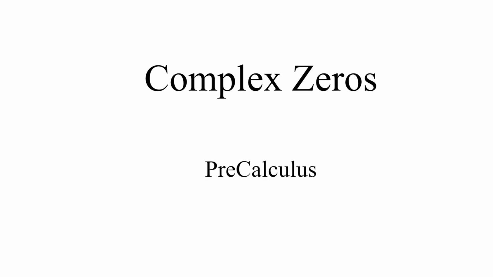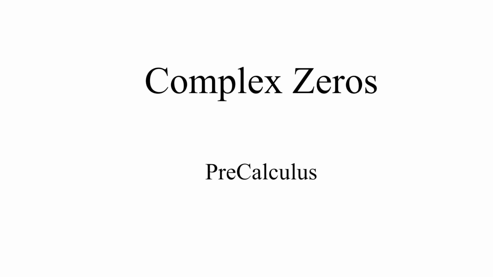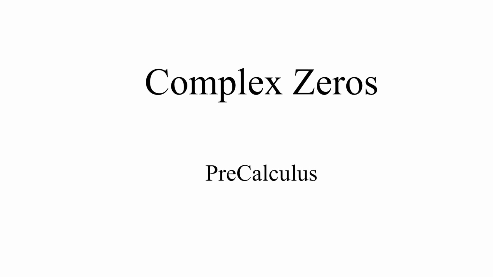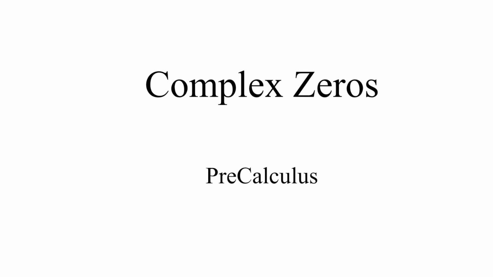Example 5. Divide 2 plus 5i divided by 4 minus i. To divide two complex numbers, we have to devise a way to write this as a complex number with a real part and an imaginary part. We start this process by eliminating the complex number in the denominator.